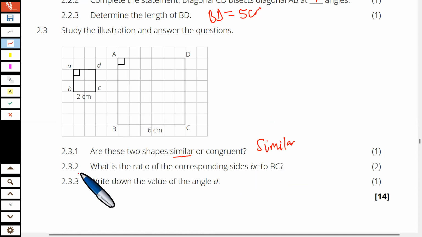Right, so if you look at 2.3.2, what is the ratio of the corresponding sides BC to BC? BC to BC. What do you think the ratio is? 2 marks. Ratio of 2 and 6. Yes, they're looking for the ratio here. So the ratio is 2:6.